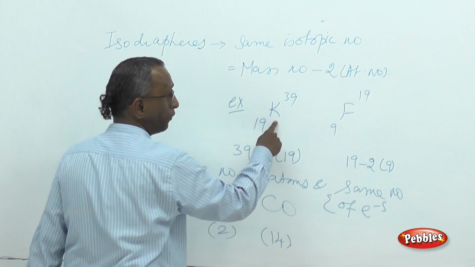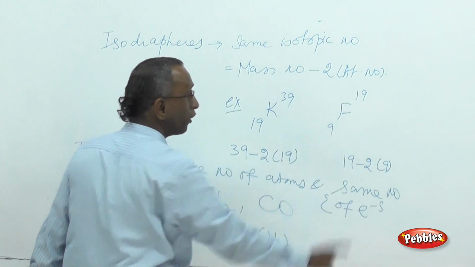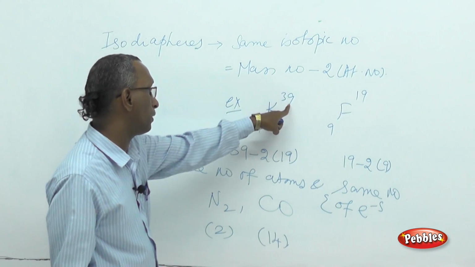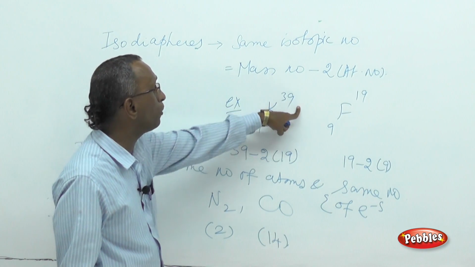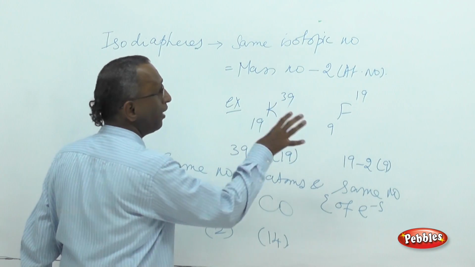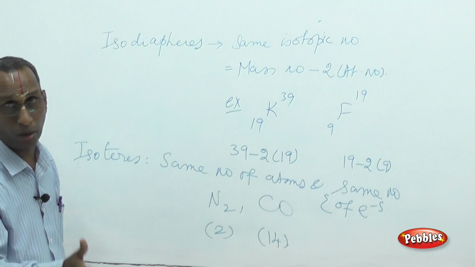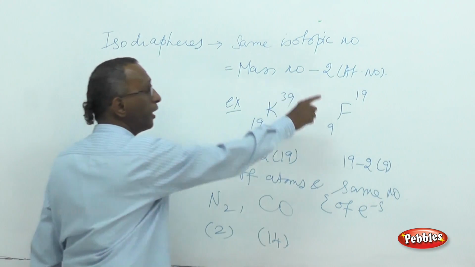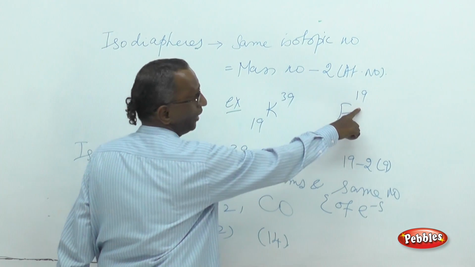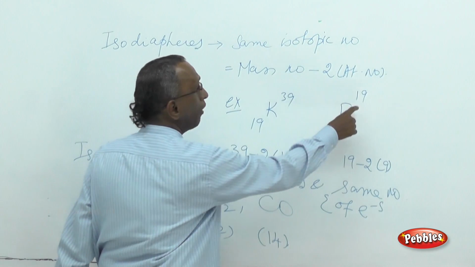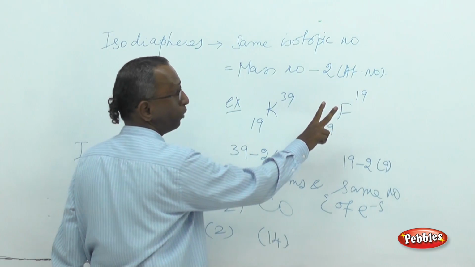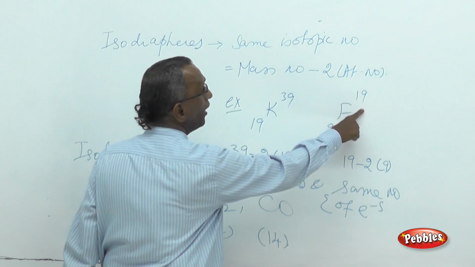Here K stands for potassium or kalium, F stands for fluorine. So potassium isotope 39, fluorine isotope 19. Because mass number will be roughly twice the atomic number. If atomic number is 9, mass number of fluorine should be 18. But there is one more isotope of fluorine called fluorine 19. So at present we see that there are two types of isotopes for fluorine, fluorine 18 and fluorine 19.